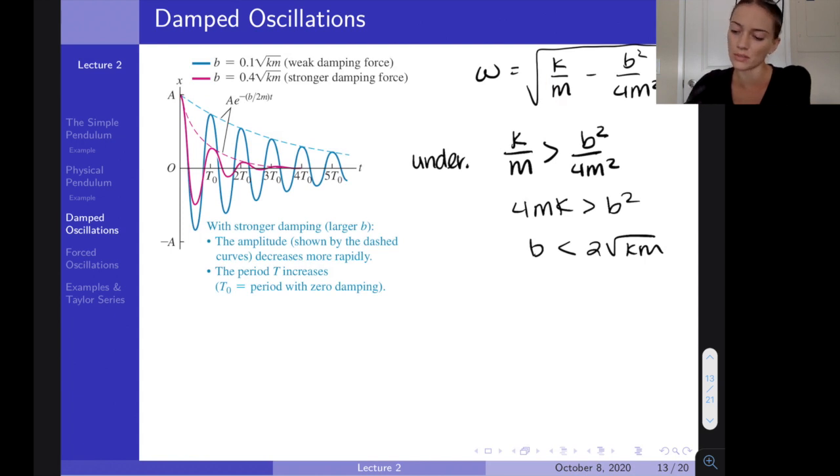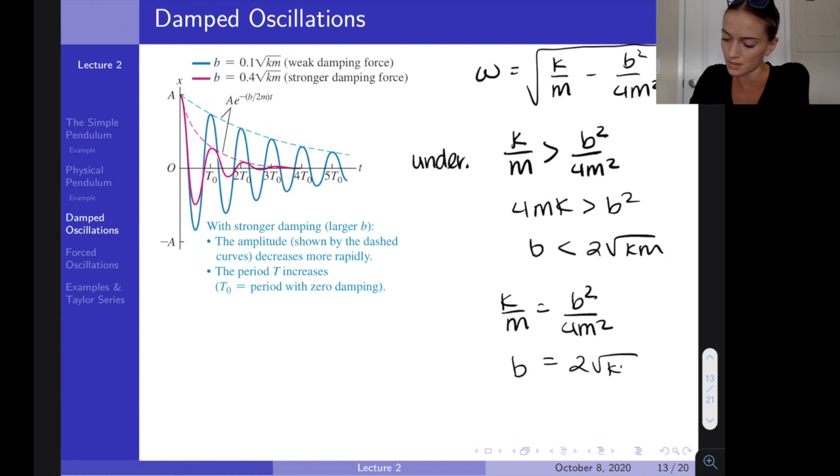Now, what if these two terms are exactly equal? Then your omega is 0. If k over m is exactly equal to b squared over 4m squared, that simplifies to this. And this is called critical damping. Critical damping means that your system won't oscillate at all, right? Because omega is 0, so it's not oscillating. As soon as you let your object go, it'll just immediately go back to its equilibrium position without oscillating at all.